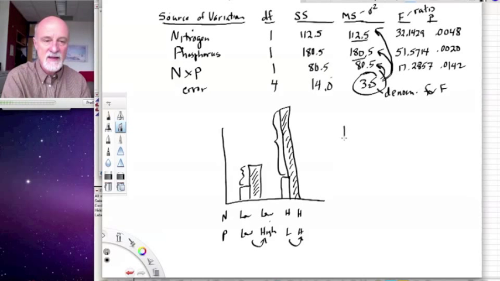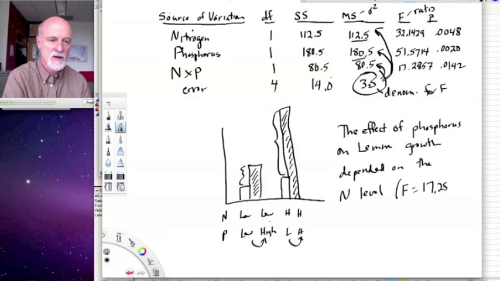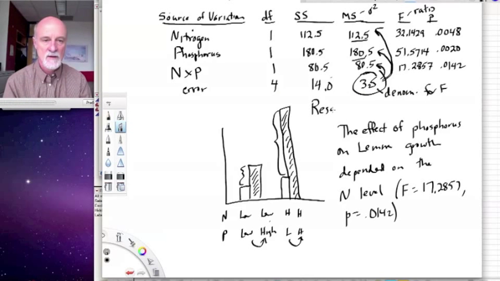So you can see the effect of phosphorus on lemna growth depended on the nitrogen level. Okay, so that's one way we could write this interaction, and we would support that with F equals 17.2857, P equals 0.0142. All right, so this is a results-like statement that we would make.